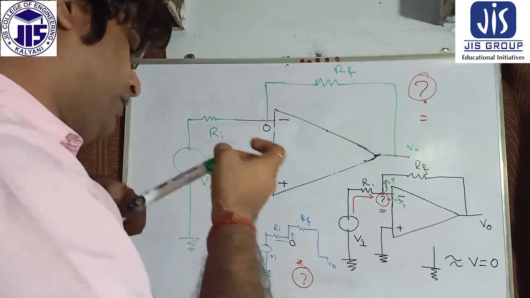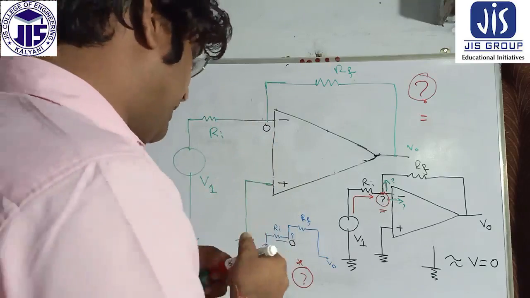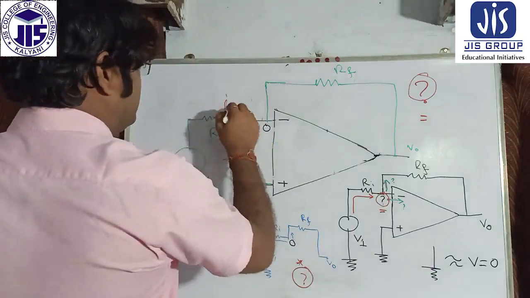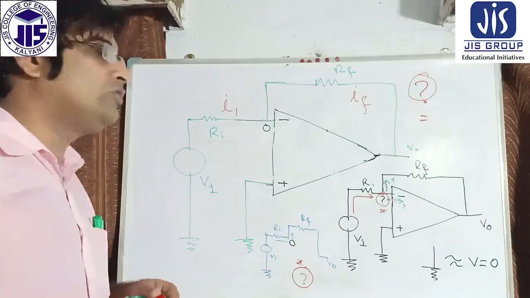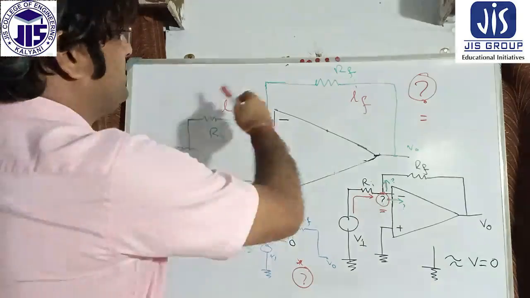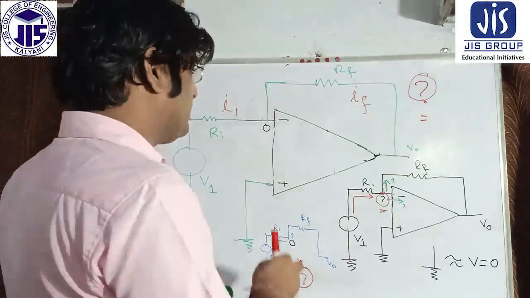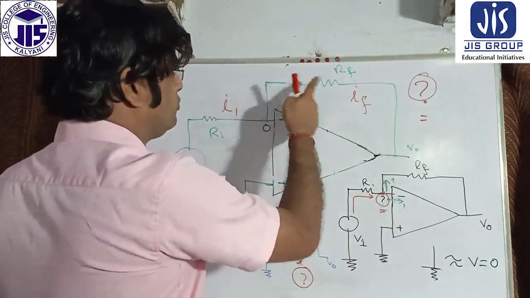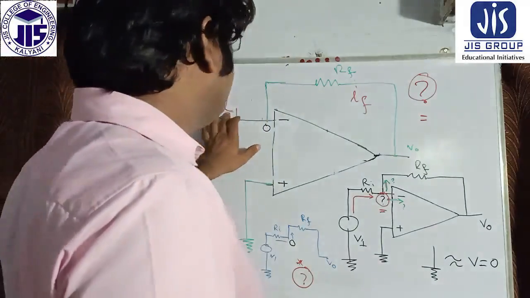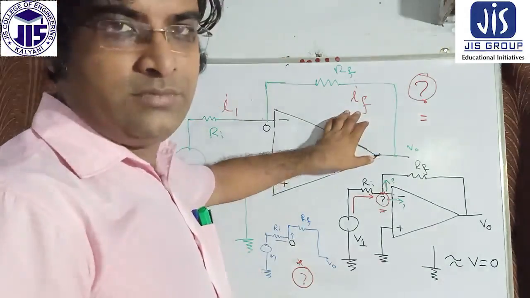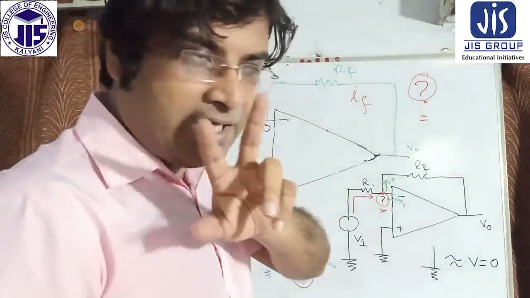For that, first of all we go through some currents. Suppose this is I1 and this is IF, two currents in this particular branch and this particular branch. As we have already said, current does not go inside, it goes through this side. So definitely this current and this current are the same.